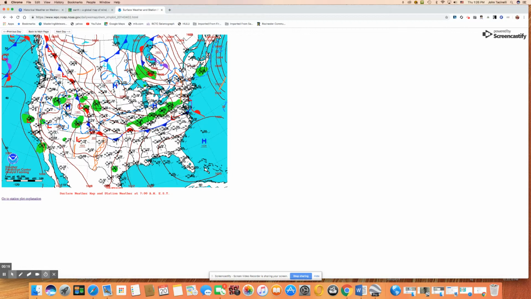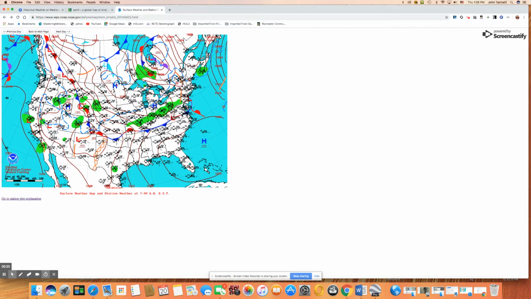So what you can see is a front wrapping around like this, and this is a stationary front. So you can see it alternates the blue and red symbols for the different fronts around it. So that's a stationary front. It's not moving very much.